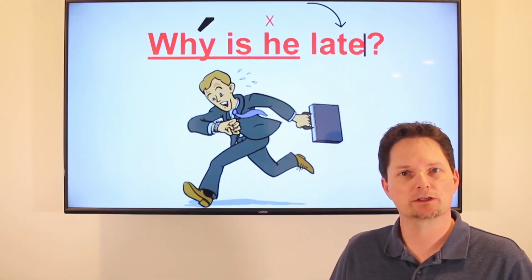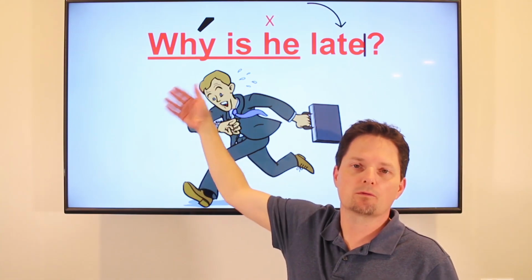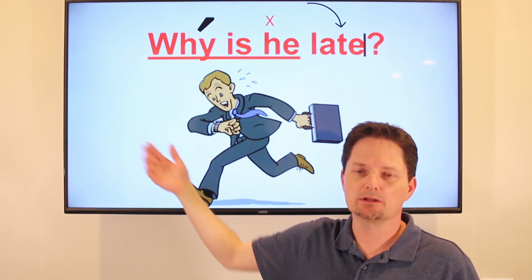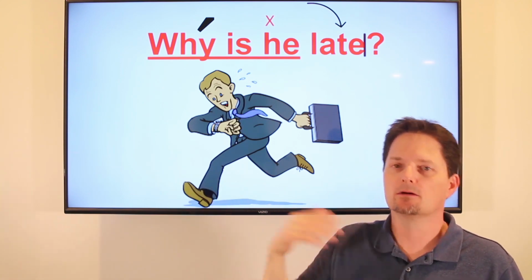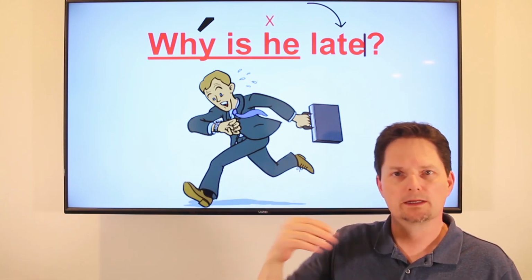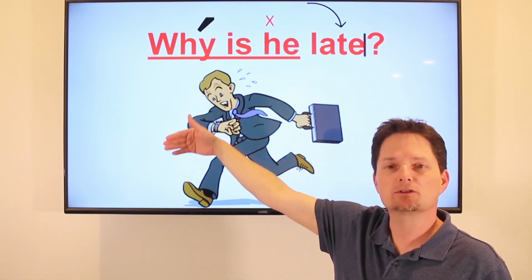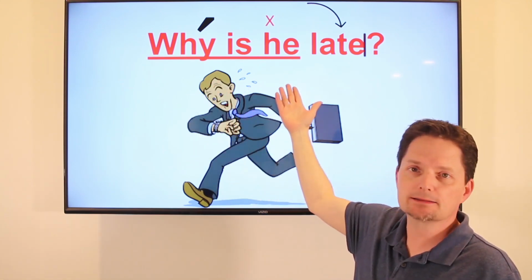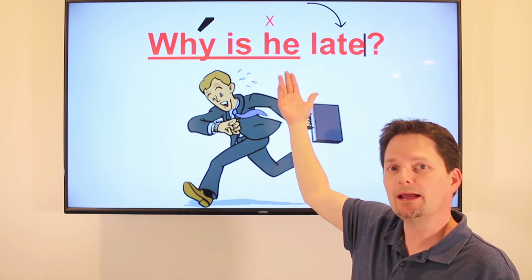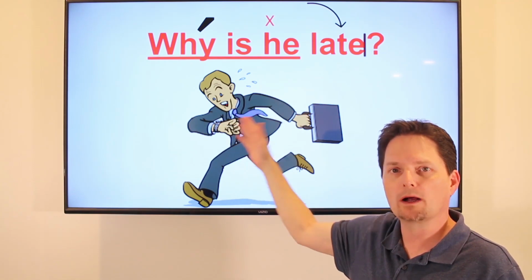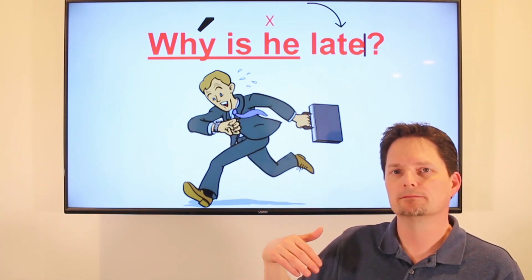Another example of an information question. We start with a question word, why. Why is he late? Information question, the intonation goes down at the end. Why is the important word, so we stress why. He is not stressed, so the H is silent. Why is he late?